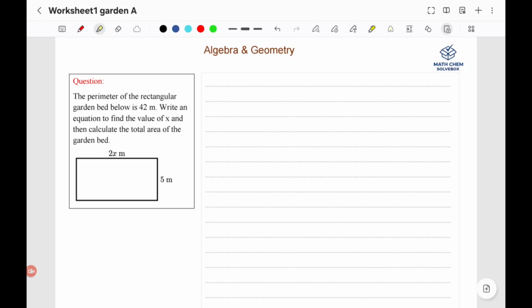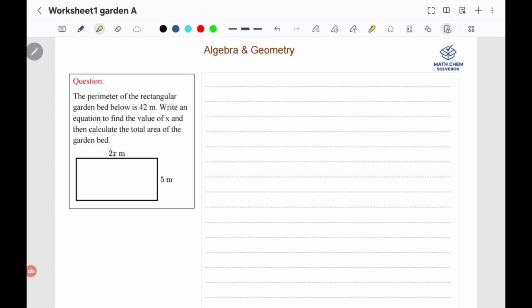Can you solve this exam style rectangle problem? Most students can calculate the perimeter. Many students can solve for the unknown. But a lot of students lose marks on the final step. Let's see if you can get the correct answer before the end of this video.